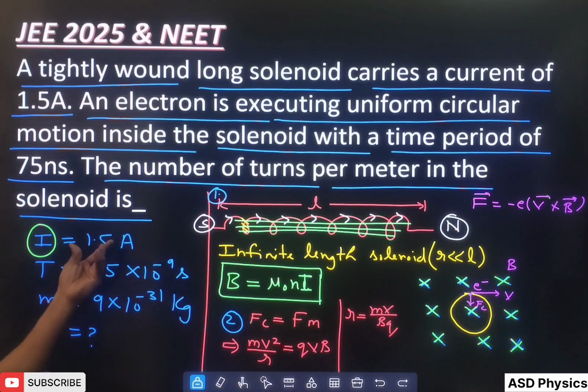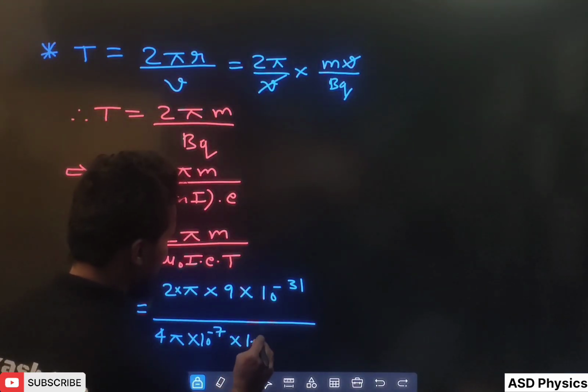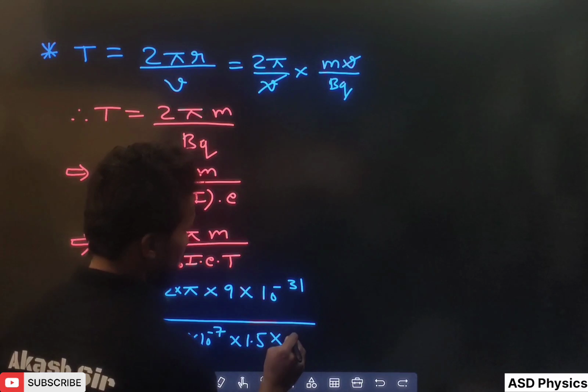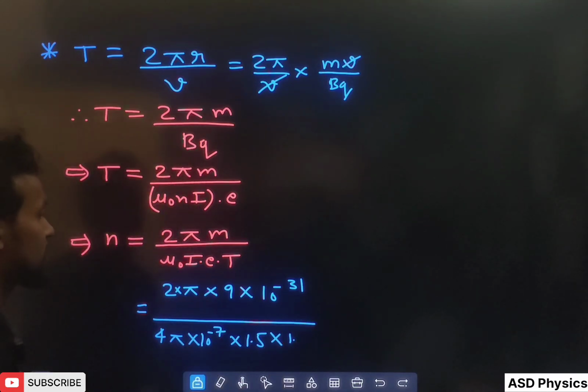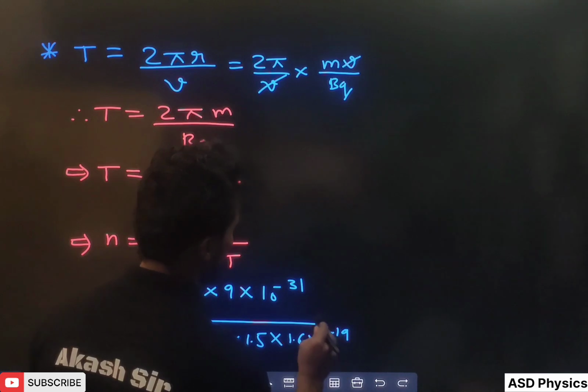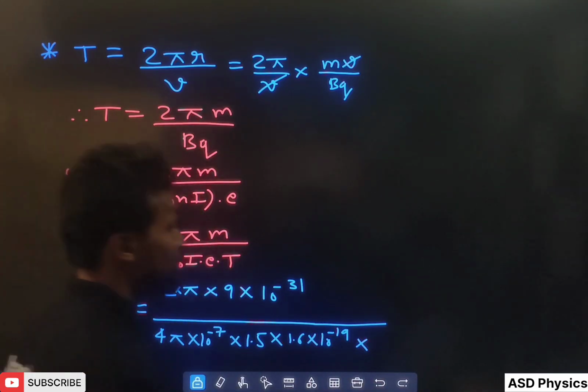Let's check again. 1.5 ampere is given here, 1.5 ampere into E value. E value is given here, students, it is the electronic charge. That means we can write here 1.6 into 10 to the power minus 19. And T is what? T is the time period.